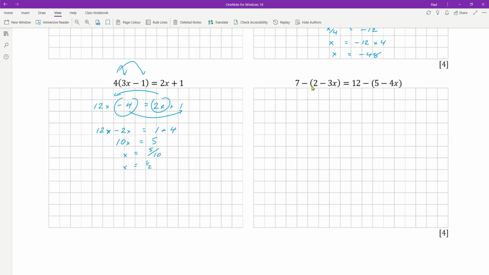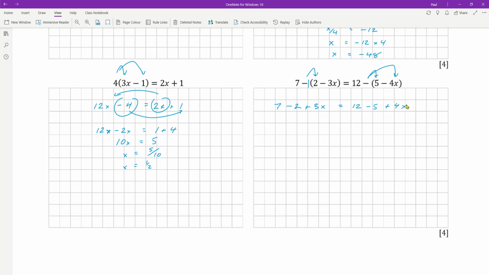Over here, this one is technically minus 1 times everything in the bracket. So the 7 doesn't get changed, so 7 minus 2, now a minus times a minus is a positive, so 3x is equal to 12, again with a negative process here, so that's equal to minus 5, and if I do the other one as well, that's minus and minus, so that makes a positive for x.